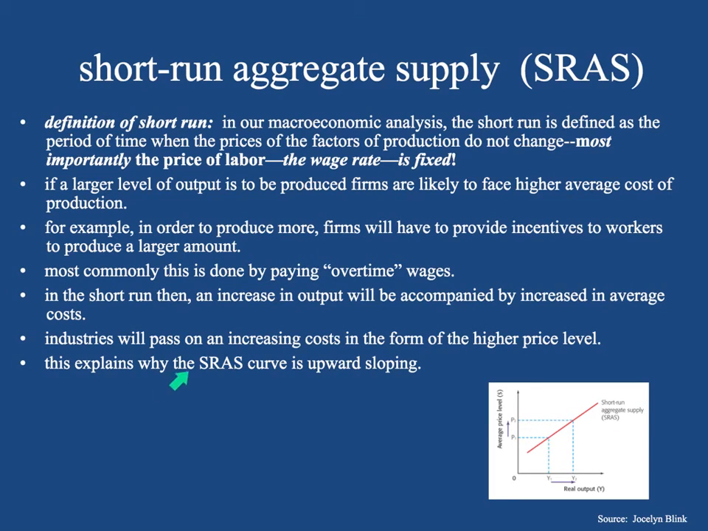Let's give ourselves some more definitions, and maybe you can write this in. I said much of this, but I'll go through it again so that you have it in words on your screen. Definition of short run: in our macroeconomic analysis, the short run is defined as the period of time when the prices of the factors of production do not change, most importantly the price of labor. If a larger level of output is to be produced, firms are likely to face higher average cost of production. Makes sense. For example, in order to produce more, firms will have to provide incentives for workers to produce a larger amount, and this is most commonly known as overtime.